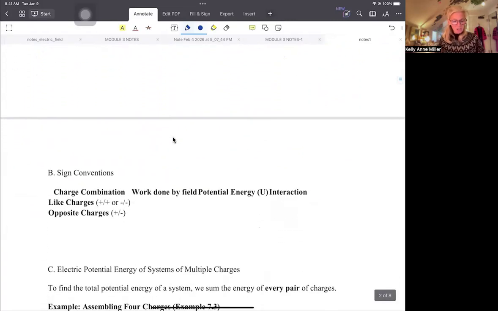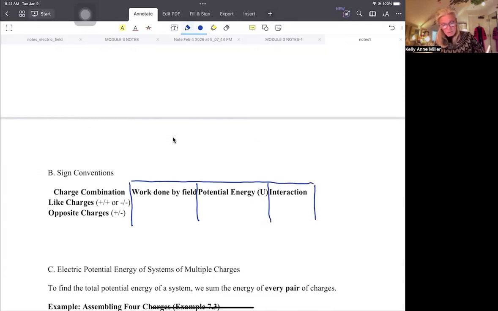Okay, so let's talk sign conventions. So this is meant to be a table. It didn't turn out very well. Let me draw it here. These are meant to be columns. Okay, so this is a table to show the two different situations.